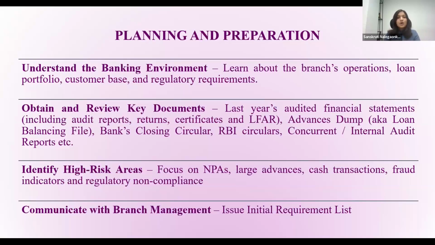The next step is to obtain and review essential documents such as last year's audited financial statements, audit reports, LFAR, loan balancing file, also known as advances dump, and the bank's closing circular, also RBI circulars, past concurrent or internal audit reports. These documents provide insights into past observations and help assess the financial health of a branch.